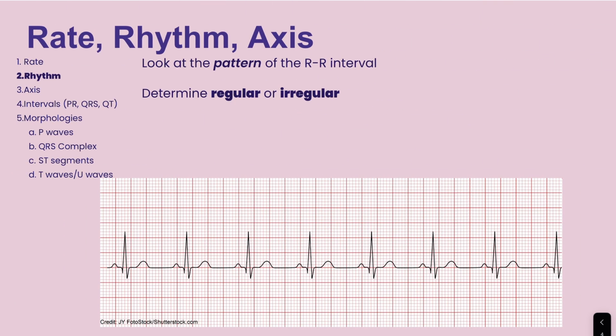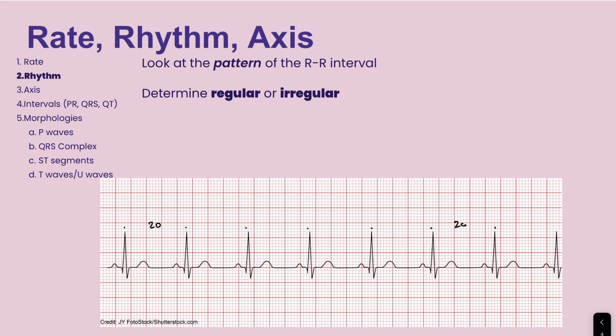All right, then we have rhythm. With rhythm, we are looking at the pattern of the R to R interval. We want to determine, is this regular or irregular? So a regular rhythm, we're going to see that these R to R intervals are the same distance going across the strip. It's 20 small boxes here, and it's still 20 small boxes over there. If it was irregular, we might go 20 to 15 to 24, et cetera. It would just not be the same number, equidistant one from another.